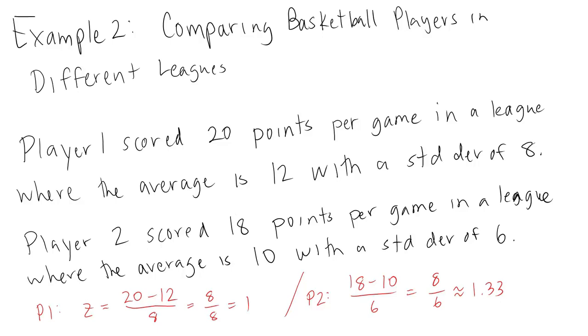Yes, they're scoring fewer points overall, but they're coming from a league with a smaller average and a smaller standard deviation. There's less variation. So scoring that many points above the mean is actually more difficult in that league than it is in Player 1's league. Because of that, according to z-scores, Player 2 has the better performance. You can see in this example that the standard deviation was really what told the story, because the difference between the value of the variable and the mean was the same. They're both scoring 8 points above the average, but the standard deviation is how we distinguish which one actually has the better performance.